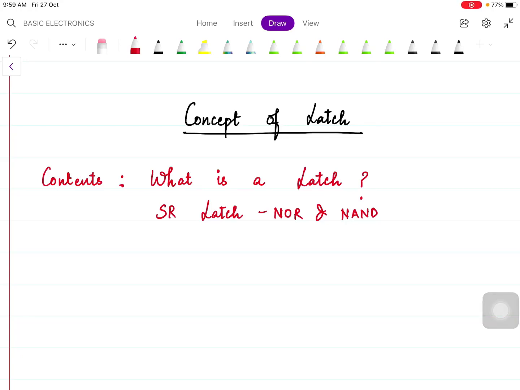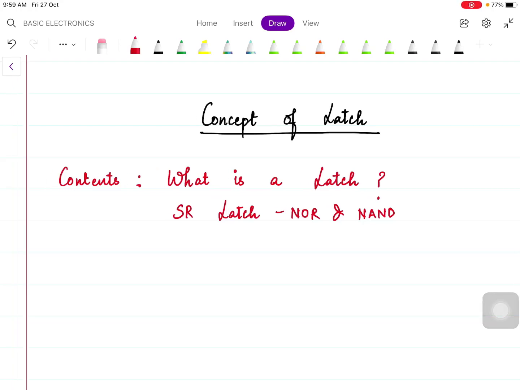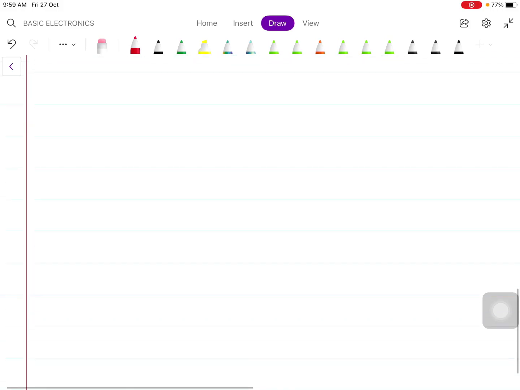Hello everyone, welcome to another lecture on sequential circuits. Today we are going to study the concept of latch, and also we are going to see the circuits of SR latch using NOR and NAND gates. So let us begin. First of all, what is a latch?